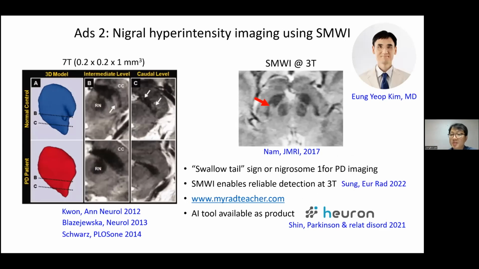The second one is so-called SMWI. SMWI is a tool that allows us to visualize the swallowtail sign, or nigrosome 1 structure, that has been shown to be sensitive to Parkinson's disease.